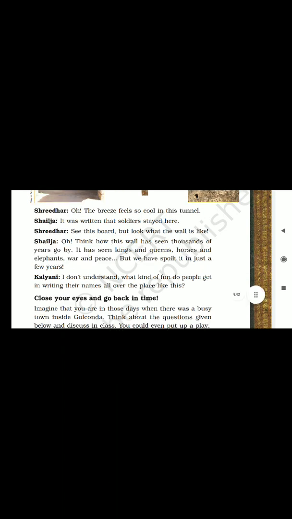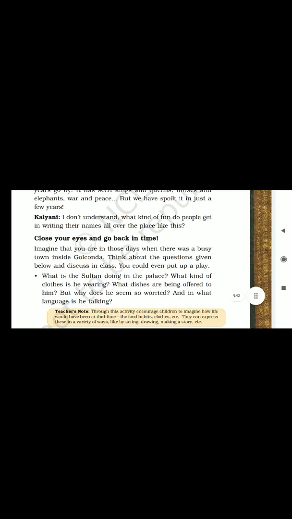So close your eyes and go back in time. Imagine that you are in those days when there was a busy town inside Golconda. Think about the questions given below and discuss in class. You could even put up a play. So it's about going back in time and trying to understand the way of living during those days, how people used to live. You can put up a play in order to understand the nature of the people and the environment during those days.